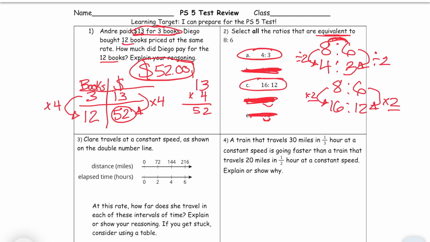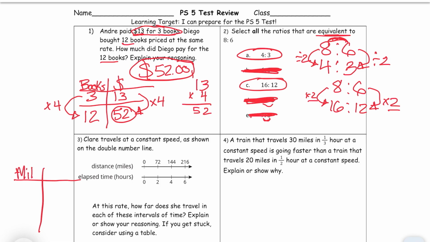Number 3, Claire travels at a constant speed as shown on the double number line. At this rate, how far does she travel in each of these intervals of time? Explain or show your reasoning. If you get stuck, consider using a table. So, sure, I'm going to use the table just because I like my tables.